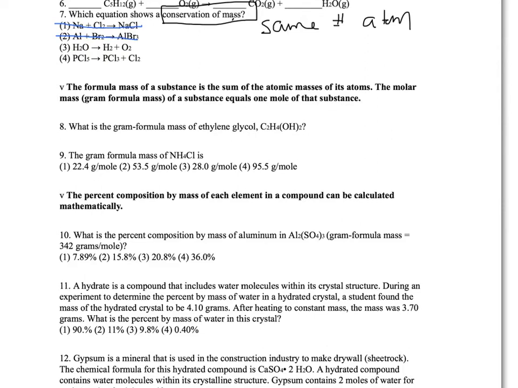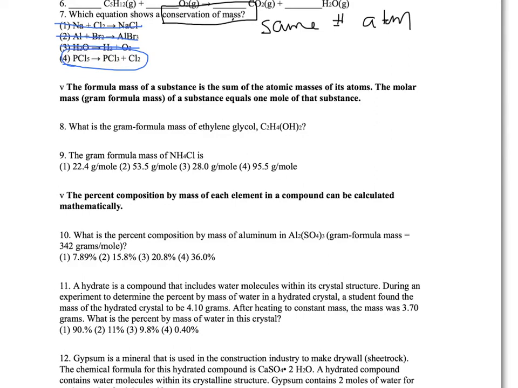In 3, here we have two hydrogens on each side of the equation, but we have one oxygen on the reactant side and two on the product side. Again, matter is not conserved. But in the last example, we have one phosphorus on each side, and here we have 5 chlorines, and on the product side, we have 3 plus 2, or 5 chlorines. So this is showing a conservation of matter.